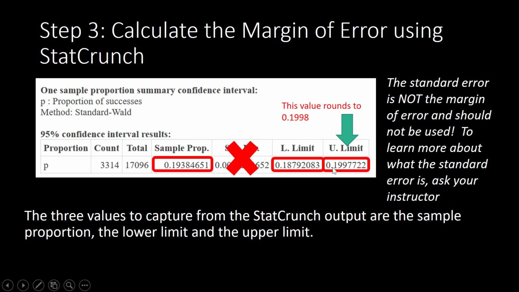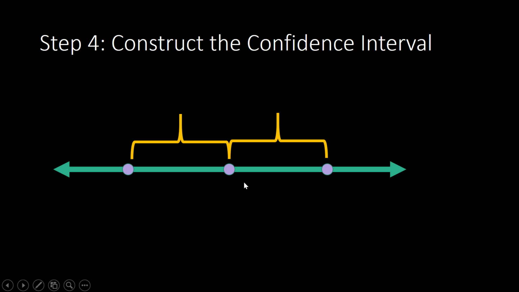Another thing to notice is that the upper limit is 0.1997722, and if we round it to 4 decimal places, it actually rounds to 0.1998, which is a little bit different from our manual calculations. You should expect a slight discrepancy, not a large discrepancy, between manual calculations and computer calculations, because most often when you're doing manual calculations, you're going to have some rounding error. So please keep that in mind and don't panic if you see some slight differences between StatCrunch and your calculations by hand. Let's keep going.